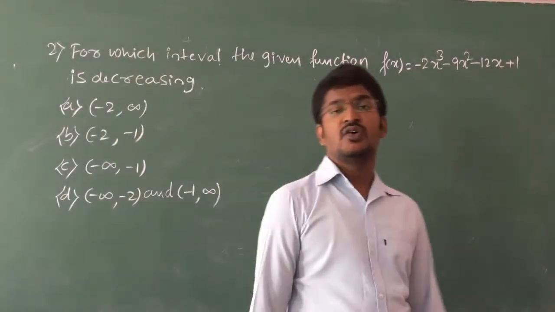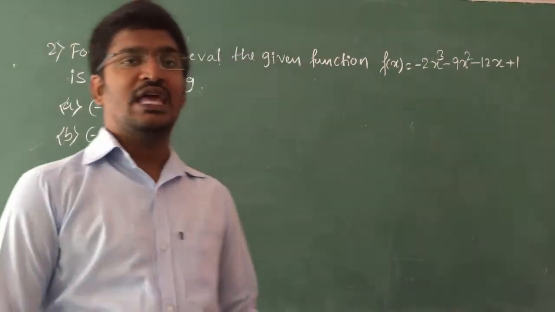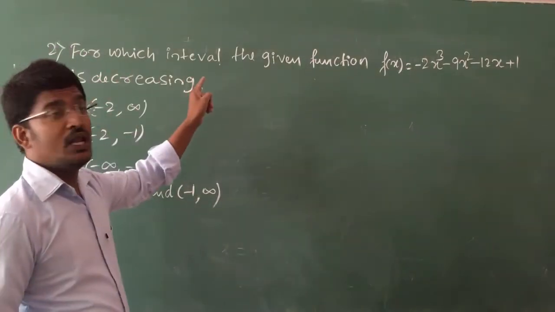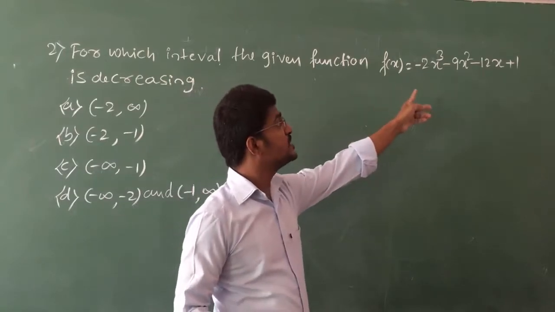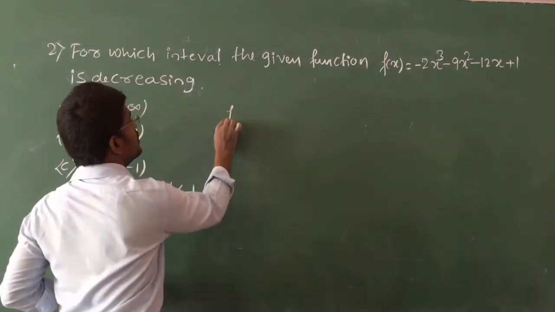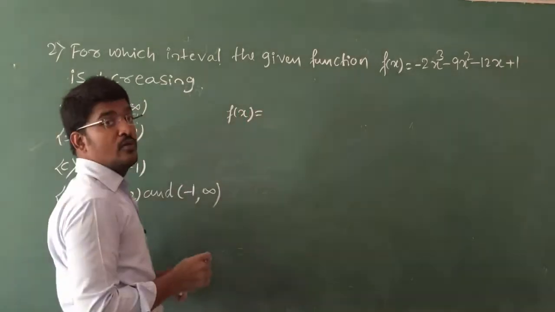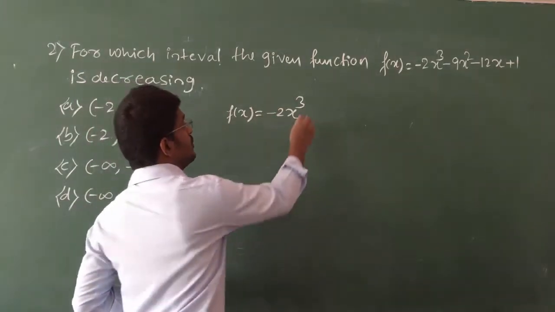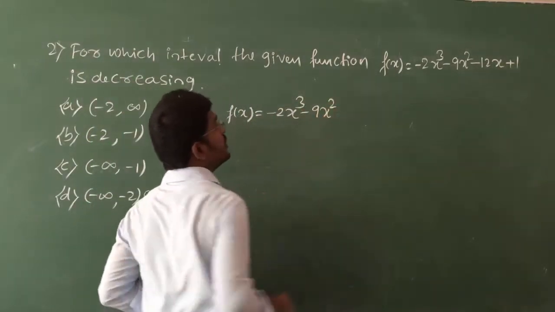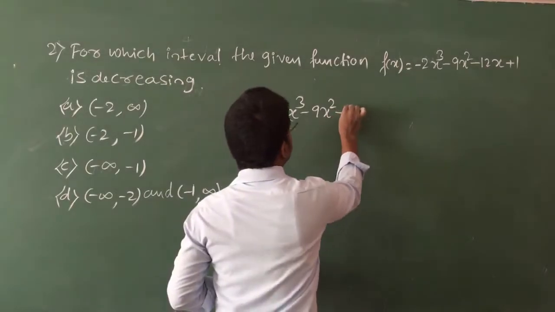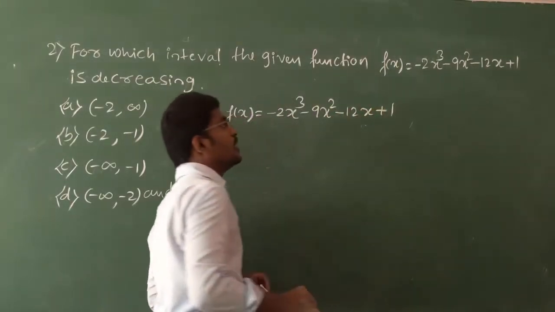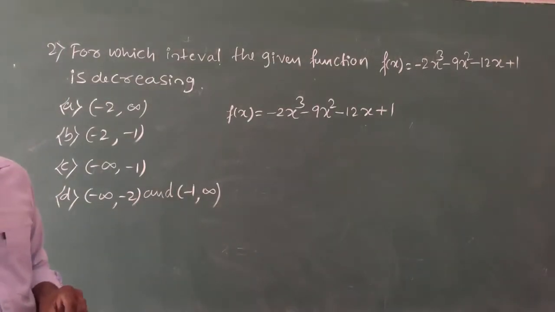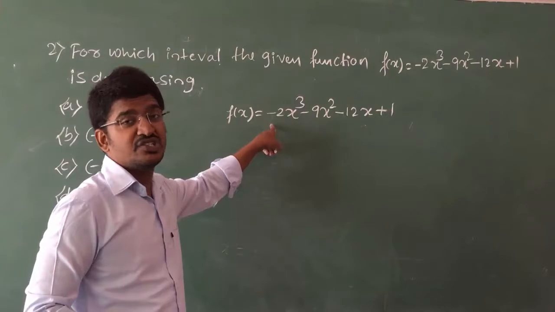Okay students. So now let us see the second problem on increasing and decreasing functions. For which interval is the given function f of x equal to minus 2x cube minus 9x square minus 12x plus 1 decreasing, they are asking. No problem. First you can see that the function is negative.